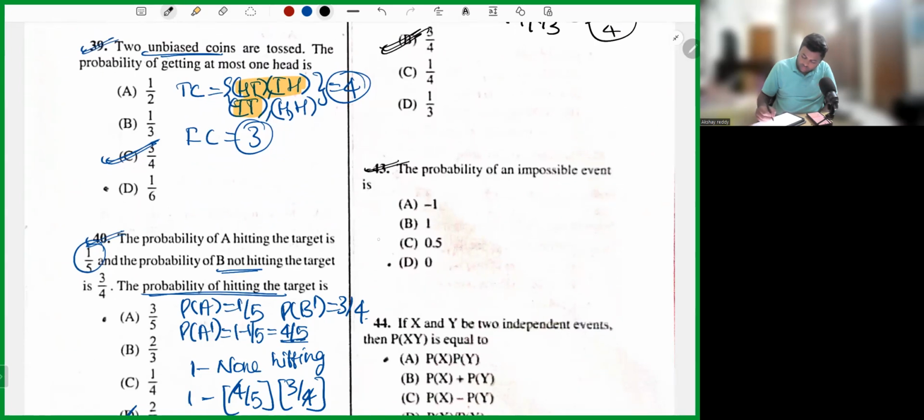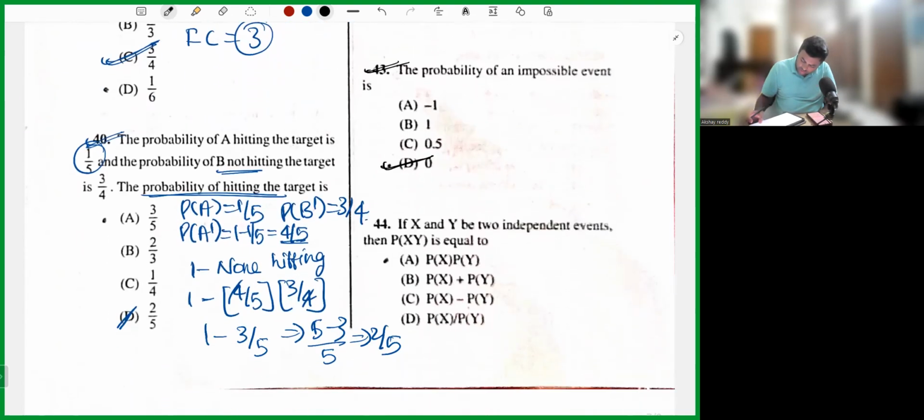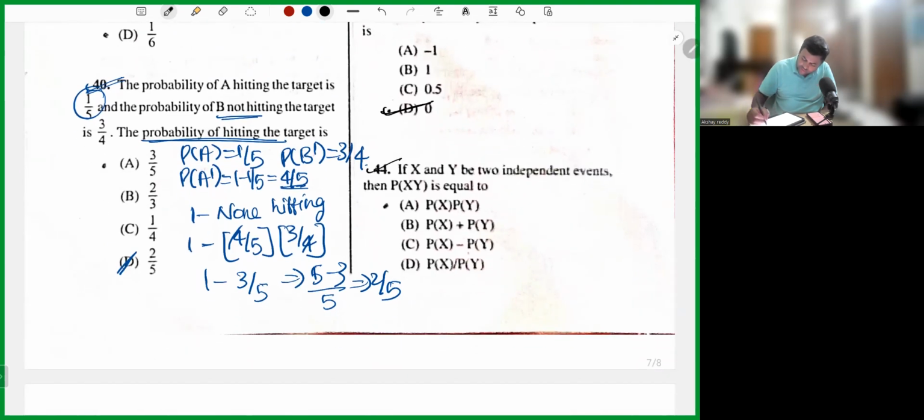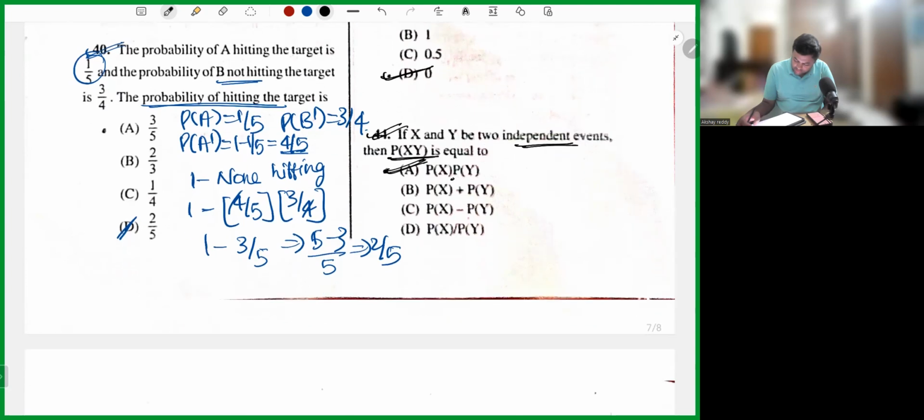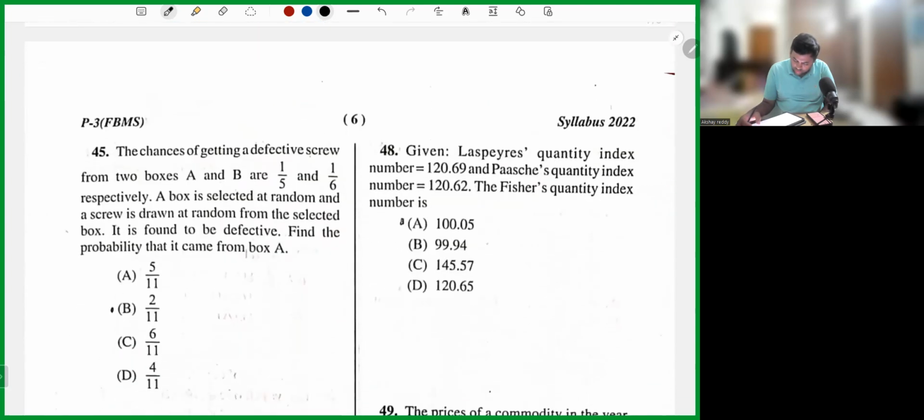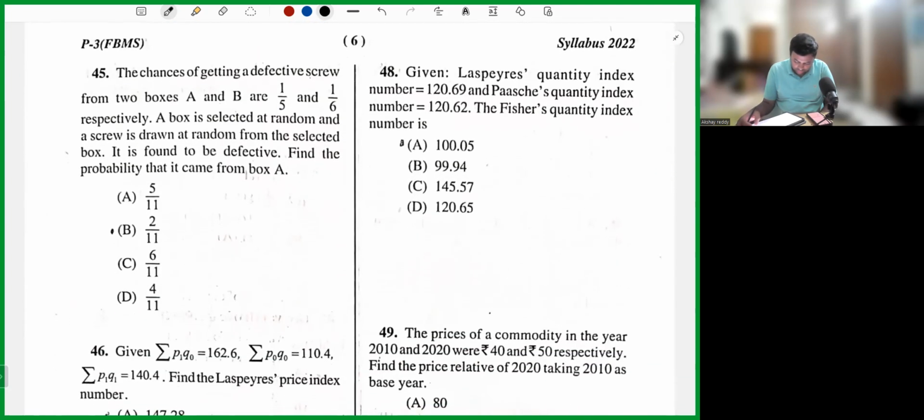What's the probability of impossible event? 0, sir. This type of questions will be given only to fetch you marks, my dear friends. Probability of impossible event is 0. If x and y are independent events, P of x intersection y will be P of x into P of y. This type of questions are given so that you can get more marks in the examination.